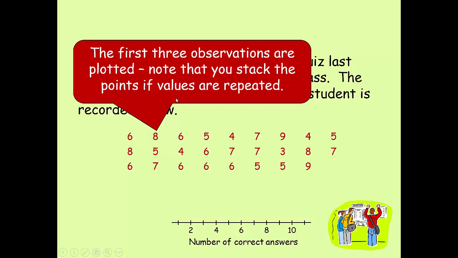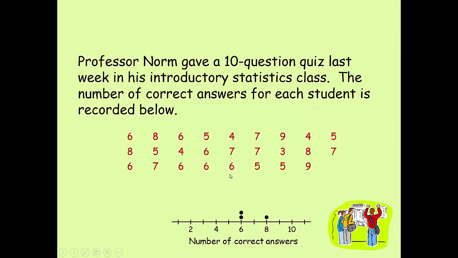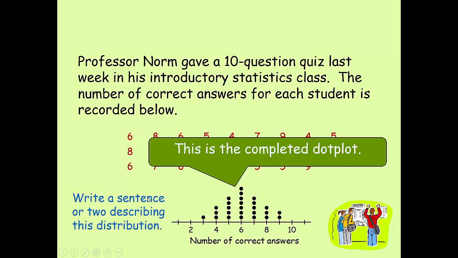The first three observations are plotted. Remember, when you have a repeat at this 6, you stack them. So I plot 6, I plot 8, and I plot 6. I continue to do this until I get the dot plot completed. Now, if you look at this, what's nice to see is the majority of the students got about 6 answers correct. There weren't very many that got up to 9.